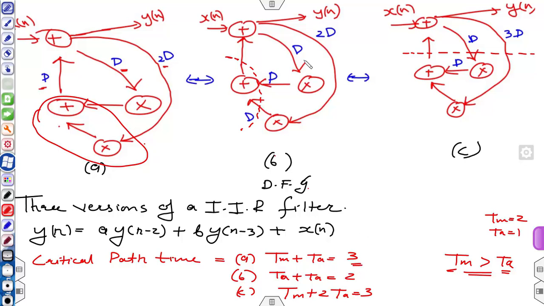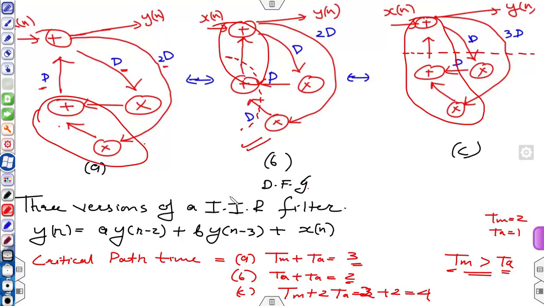For this circuit, this is the critical path that consists of two adders, so Ta plus Ta, that is 2. And for this circuit, this is the critical path, so Tm plus 2Ta, so this is 2 plus 2, that is 4. Okay, so if you have to choose one out of the circuits, and the constraint is that it should have a minimum clock period time, so obviously you will choose this one.